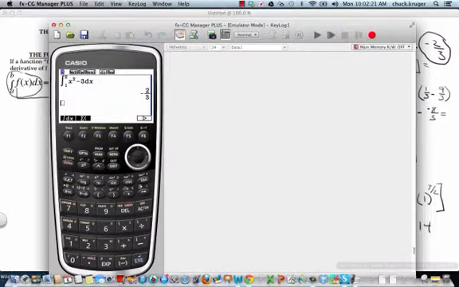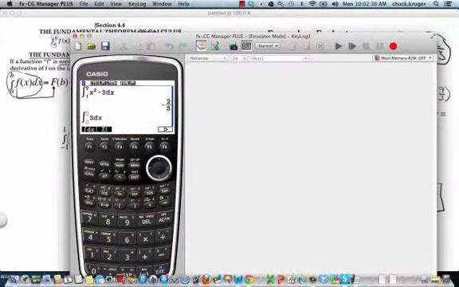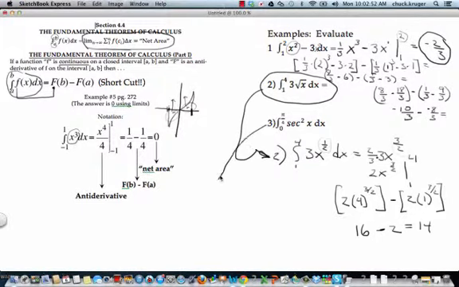Alright, let's come over here, and let's see if I can get the same answer. Again, my equation was 3 times the square root of x, evaluated from 4 to 1, I believe. And I get 14, so I checked that I did my work properly. Alright, so now we're going to do this one over here.